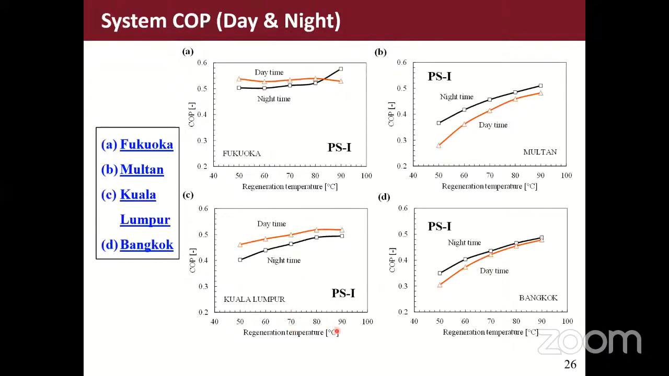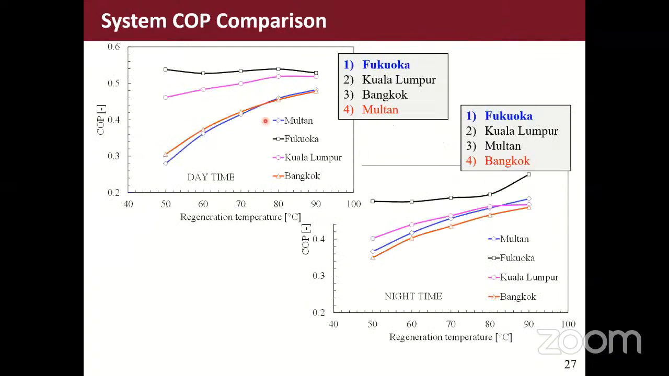not only with respect to temperature but also with respect to day and night time, as well as the climatic conditions like Fukuoka, Multan, Kuala Lumpur, and Bangkok. Why did we choose these four cities? Because Kuala Lumpur and Bangkok have really humid conditions, whereas Multan and Fukuoka are relatively moderate conditions. You can see the system COP comparison here, and how these conditions change with daytime and nighttime.